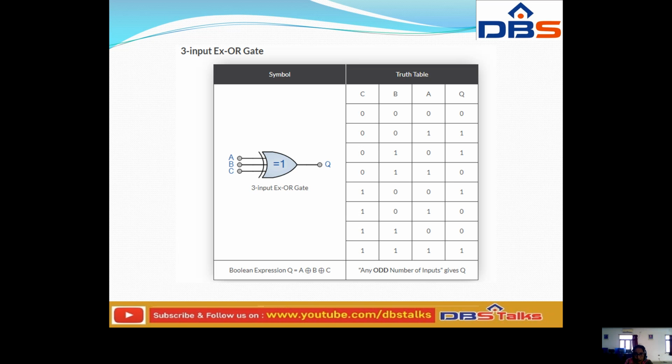Okay. This is a 3 input XOR gate. This is the symbol. A, B, C are the inputs, and this is the Q. This is the output that we are getting here. These are the possible input combinations that we are giving here, and these are the possible outputs that we will get here. Any odd number of inputs at 1 will give the output Q.